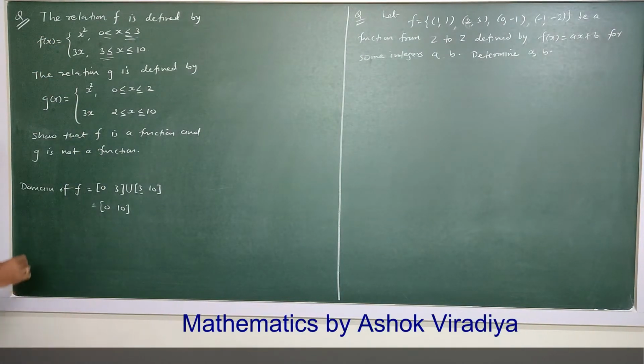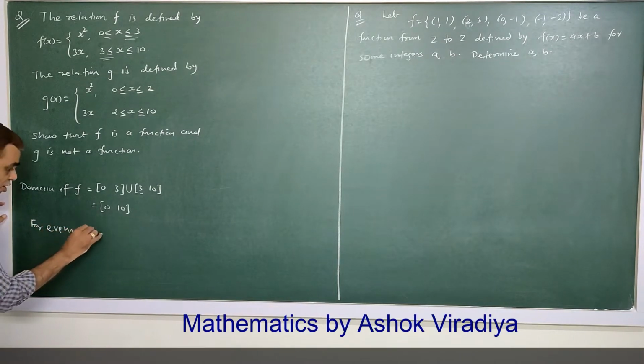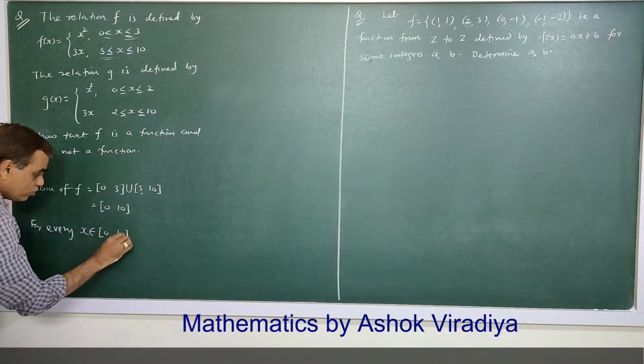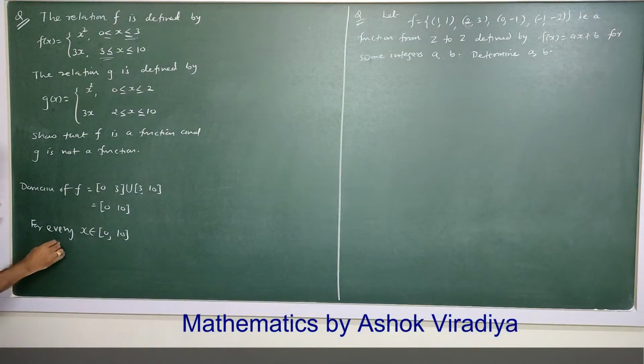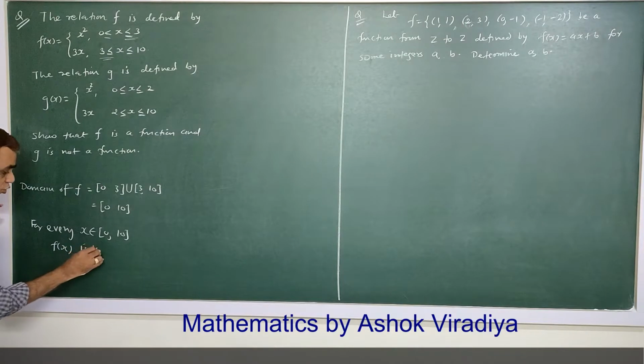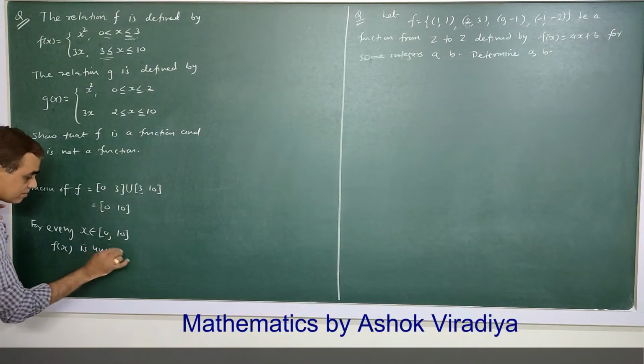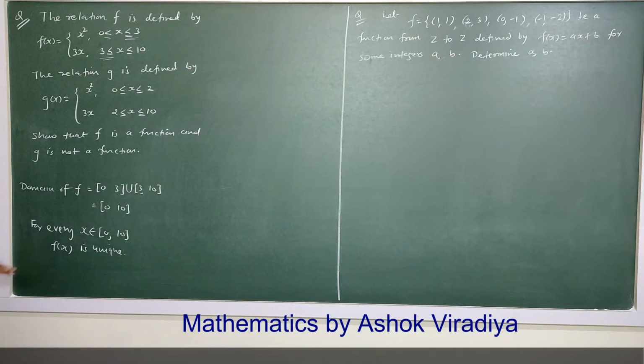So we can say that for every x belonging to 0 to 10, the image of x under f is unique. No x has more than one image. Every x has one and only one output. Therefore, f is a function.